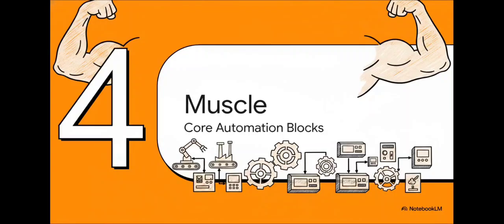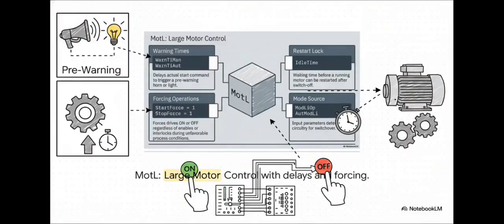Section 4. Muscle, Core Automation Blocks. Shifting our focus from the brains to the brawn, let's look at blocks like the MLC, or Large Motor Control. Listen, this isn't just a simple on-off switch. It has to handle complex, real-world physical delays. For example, check out the warning times feature.